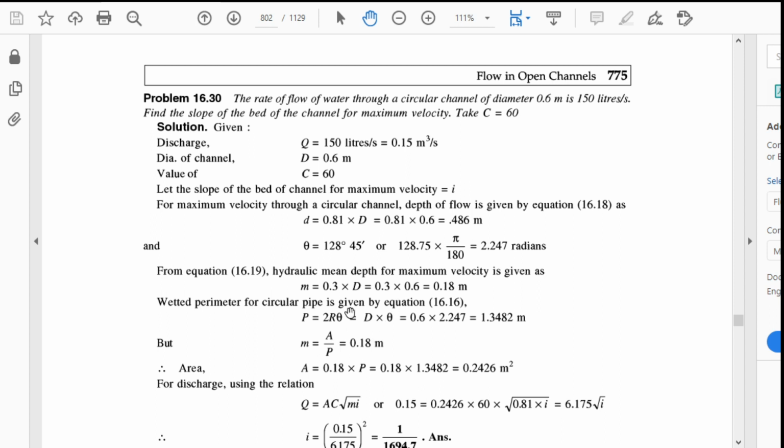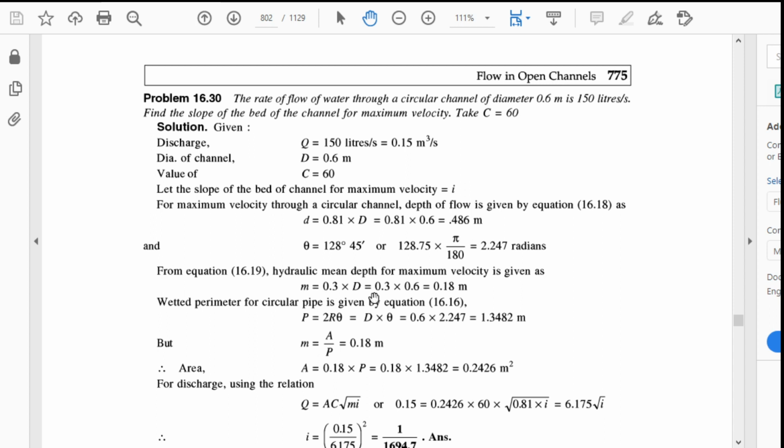Now we have to equate this value with the theoretical value also. So for cross checking this, firstly we can find the perimeter. Perimeter P equals 2r theta. Here theta is alone, so take it in radians. You will get the value of perimeter as 1.3482 meters. Now the perimeter value is known and also the hydraulic mean depth is known.